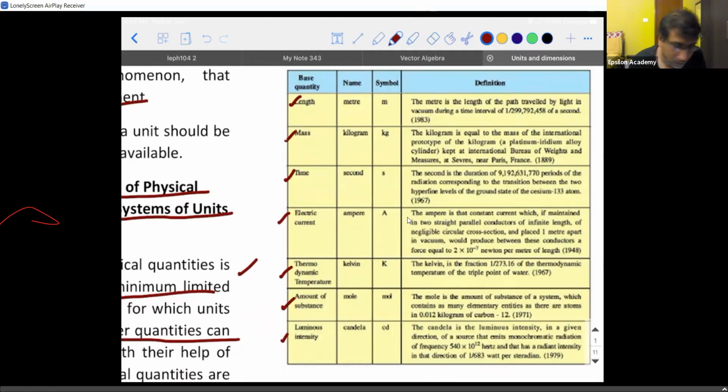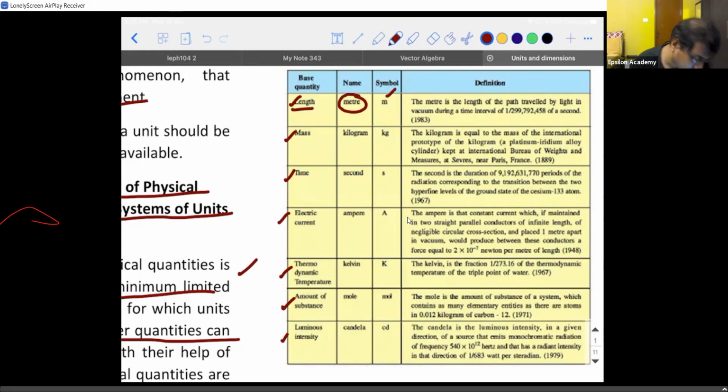Okay, I repeat. The 7 fundamental quantities are length, mass, and time, which are fixed and are there in the other systems also. The next one is electric current. Then you have thermodynamic temperature, amount of substance, and luminous intensity. Then the standard unit followed for length is the meter. The name of the unit is meter, and the symbol is the shorter version of writing it. The symbol used for meter is m.